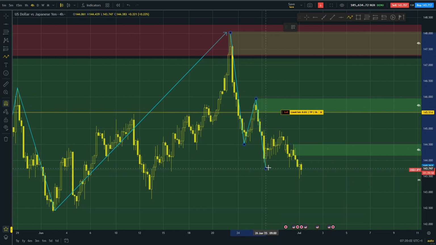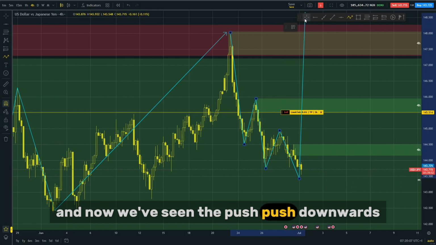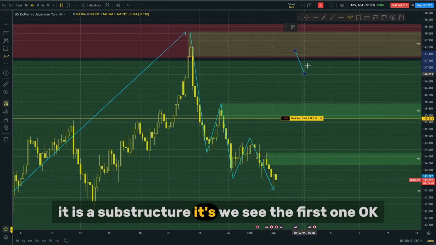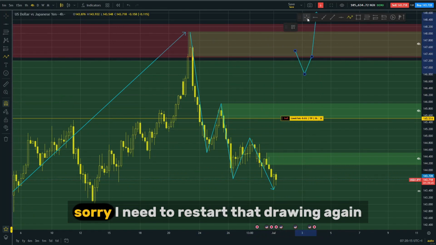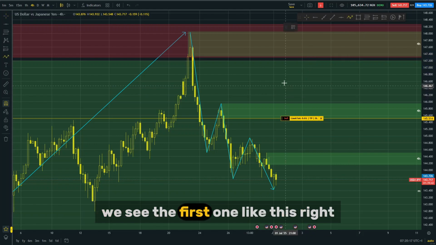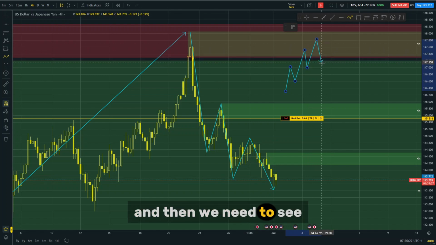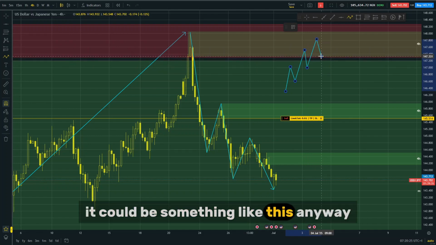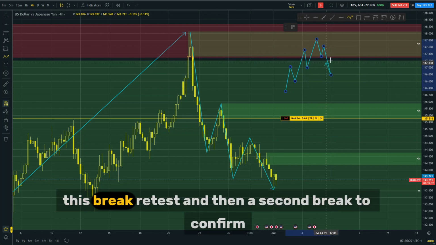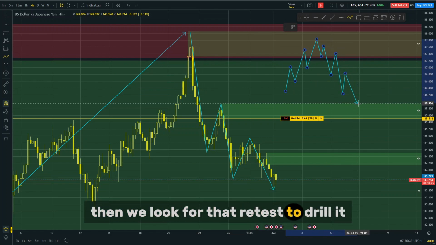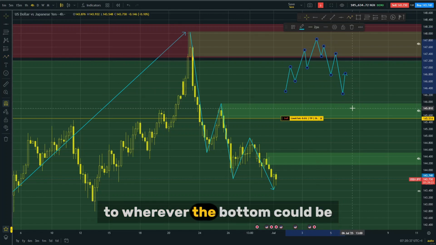Like this. So we've seen the two pullbacks, and now we've seen the push downward. Okay, sorry, I need to restart that drawing again. We see the first one like this. You see price going up like this, and then we need to see, it could be something like this anyway, this break, retest, and then a second break to confirm that price is now really going down. Then we'll look for that retest to trail it to wherever the bottom could be.